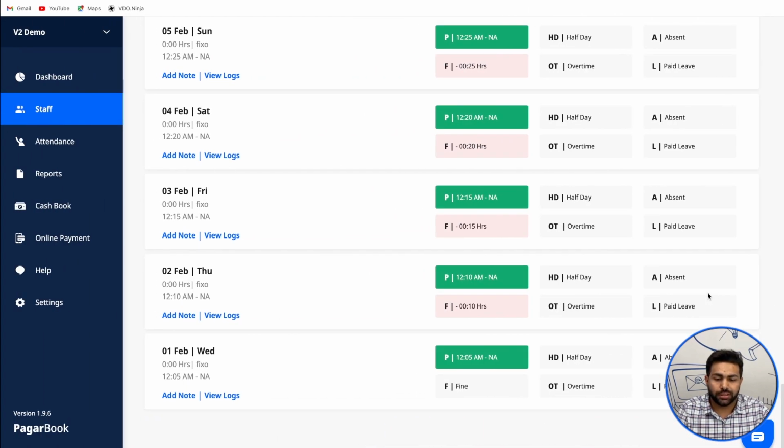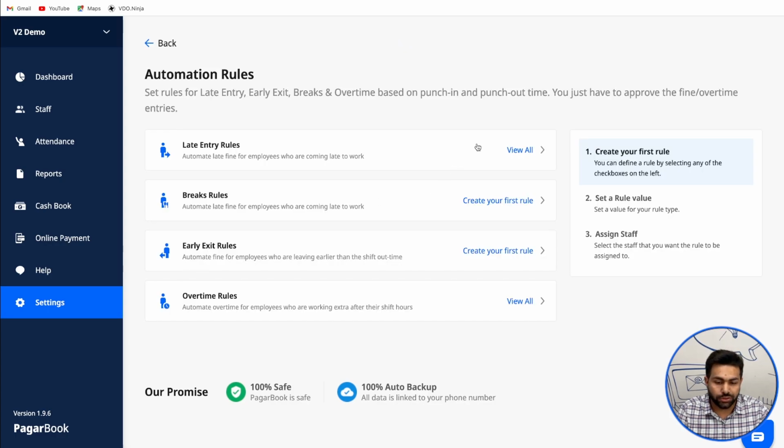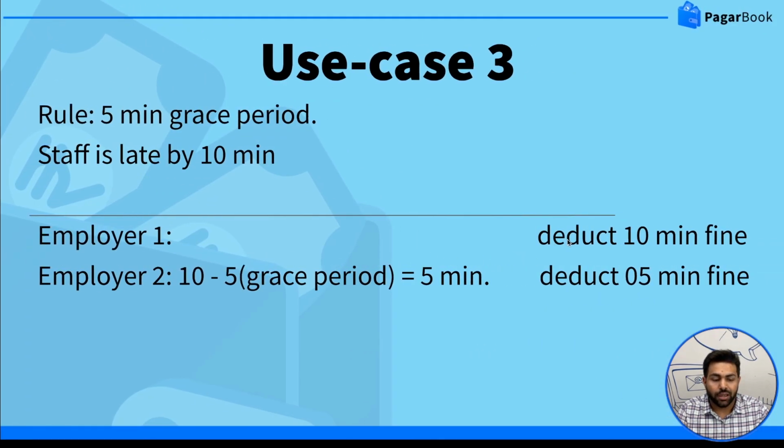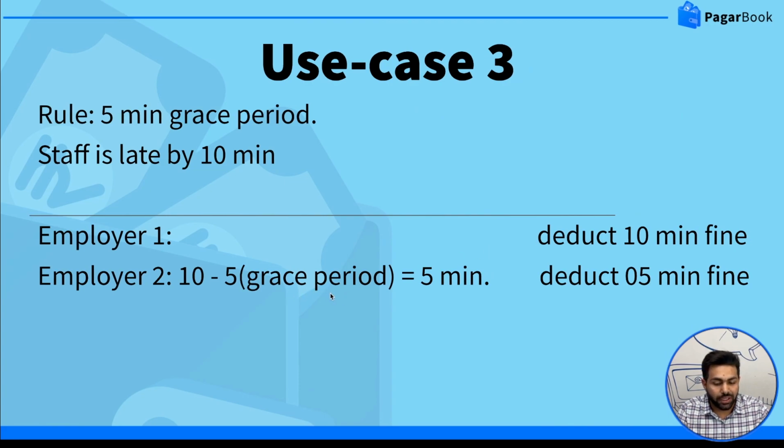To solve this use case, we have an option here. We will go to automation rules. We will set a rule and here we have an option, include late fine from the start time of shift. So if toggle is on, then in this case 10-minute fine will be deducted, and if we switch off this toggle, in this case grace period will be deducted and only 5-minute fine will be deducted.